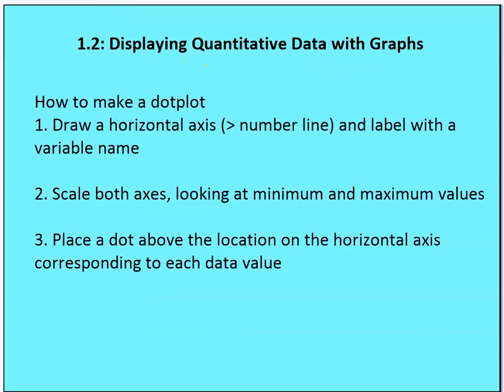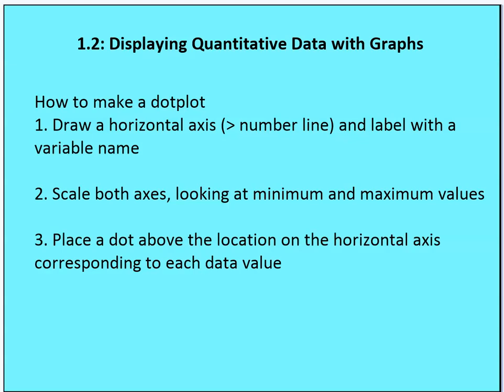All right, so let's talk about dot plots. And I'm going to give you examples. So how to make a dot plot. We want to draw a horizontal axis or a number line, and we're going to label that with a variable name. We're going to scale both axes looking at minimum and maximum values. So you want to scale that to the maximum value. And then you're going to place a dot above the location on each area or a location above the horizontal axis that corresponds to each data value.